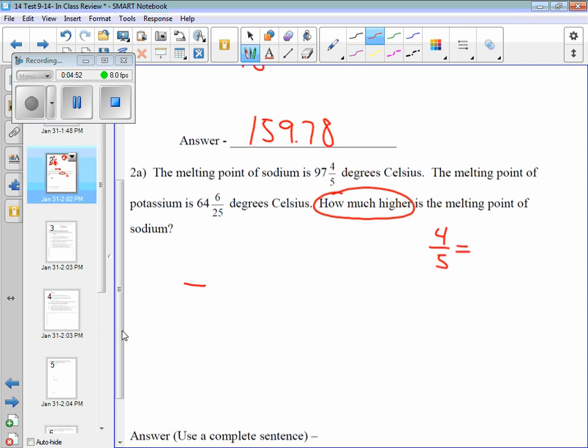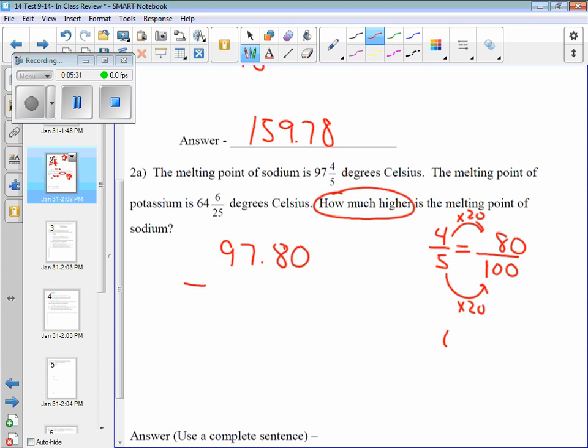Doesn't matter whether I change 4/5 to something over 10 or something over 100, but I'm going to do over 100 because it's going to then fill up all of our empty place values, and you'll see when we subtract it, we're actually going to need that hundredths place. We have to multiply both by 20. And you'll get 80 over 100, which is 80 hundredths. So our first number becomes 97.80. 97 and 80 hundredths.